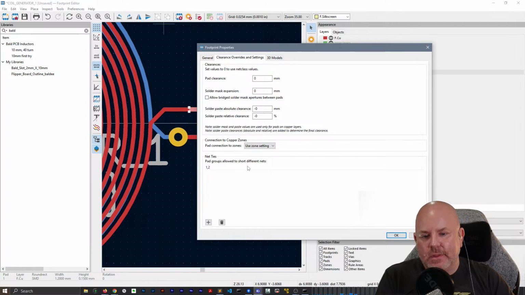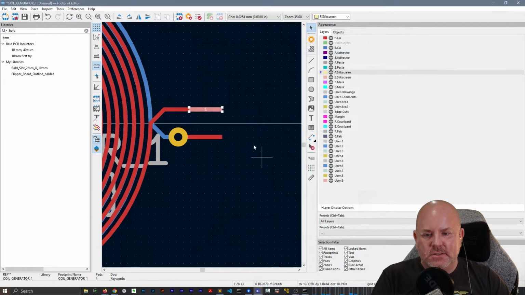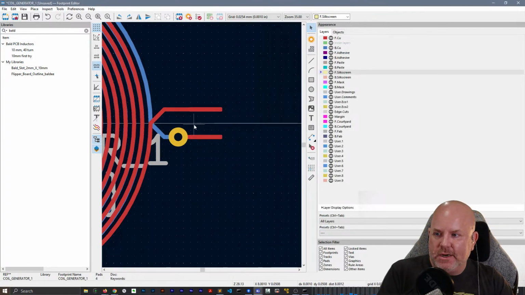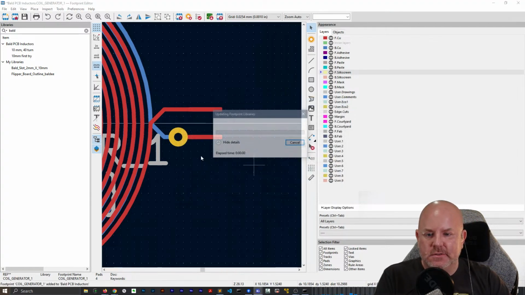So here's the cool thing. And I think this is definitely in 7, but I think this got enabled after 7.0. You can define net ties so that when you connect copper to these, you don't generate an error. So we're going to save this into here.